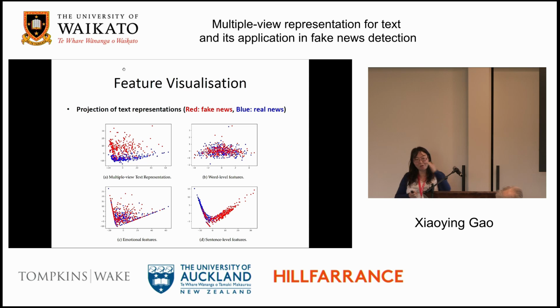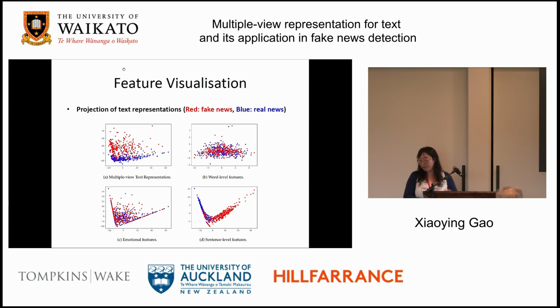So we do this visualization. We try to put them in 2 dimensions. The left top one is ours. The other is like a word level. The word level is like they are all clustered together. They are overlapping. The emotion features, well, it's very surprising. In fact, it does something, right? But still a lot of overlapping.